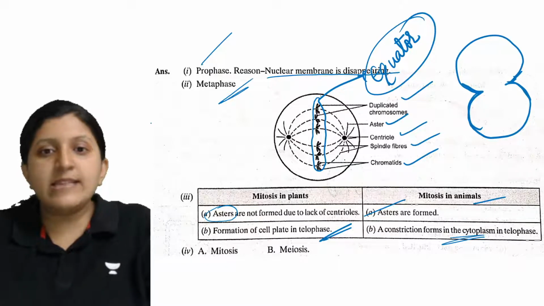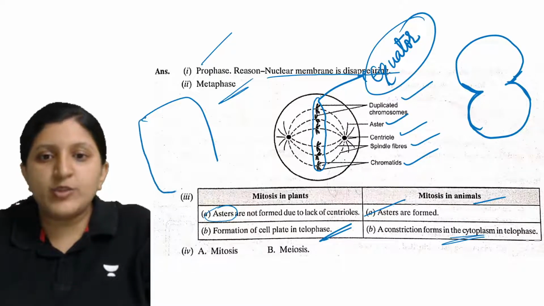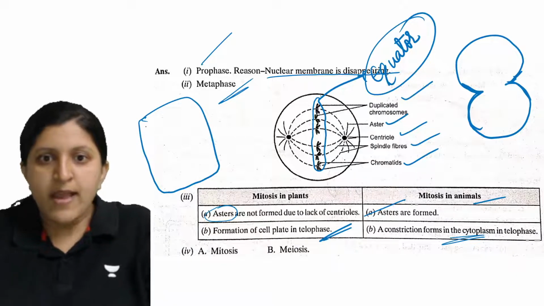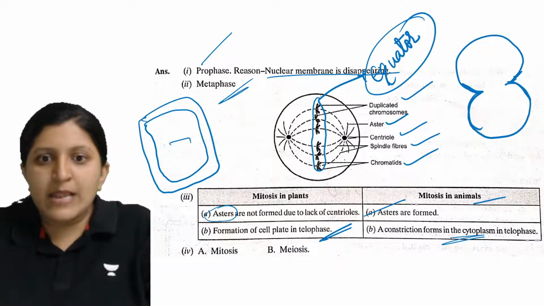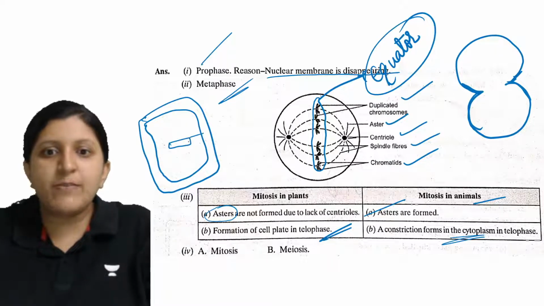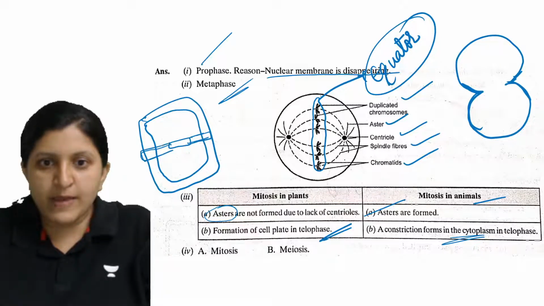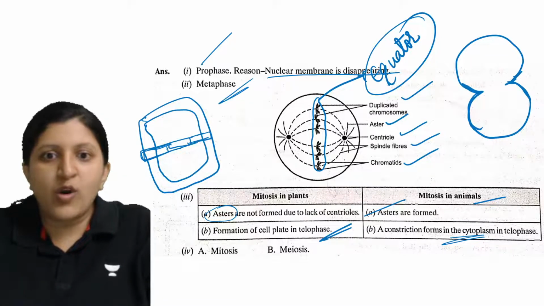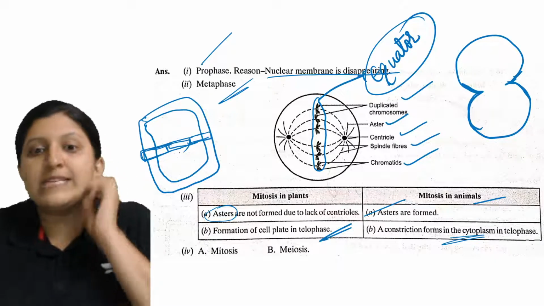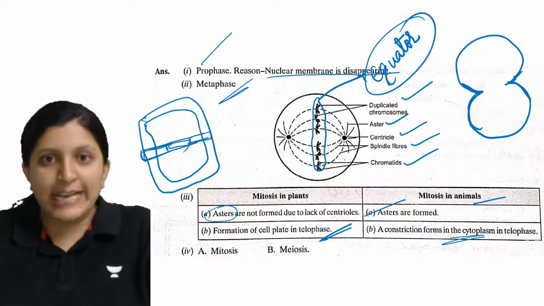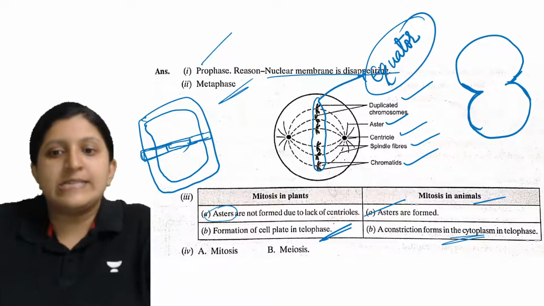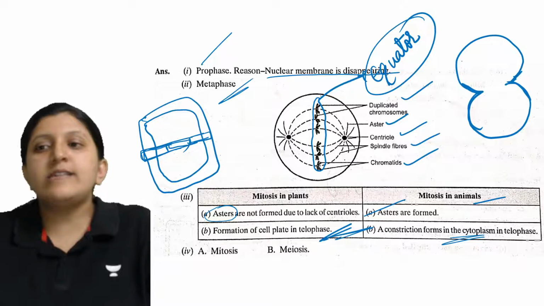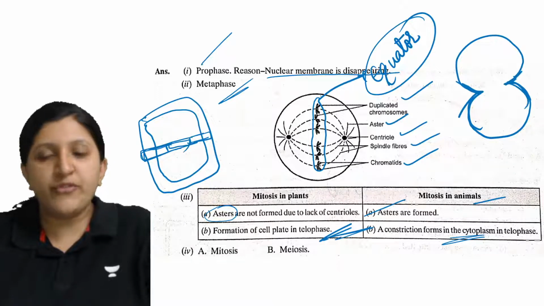Okay, whereas in the other one, let's say this one is the cell wall and here is the cell membrane. So there is a cell plate formation. This cell plate will grow from inside to the outside. So this is basically called cell plate growth, from inside to outside, and the division is occurring. So here it is by cell plate formation, and here it is by forming a constriction or furrow formation.